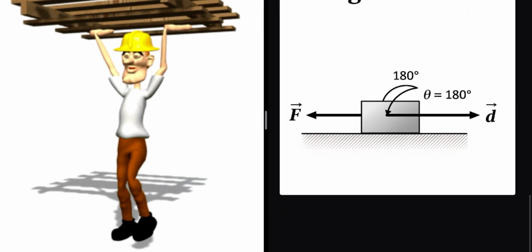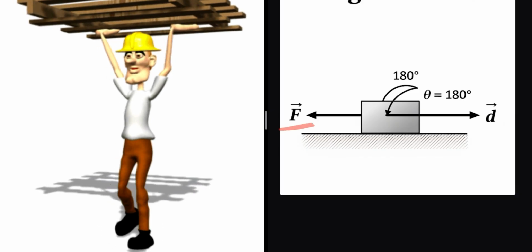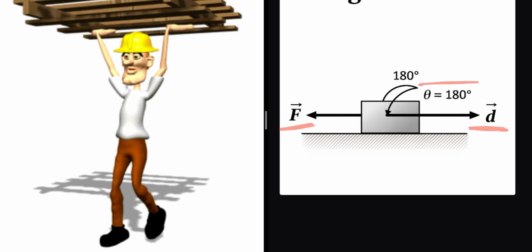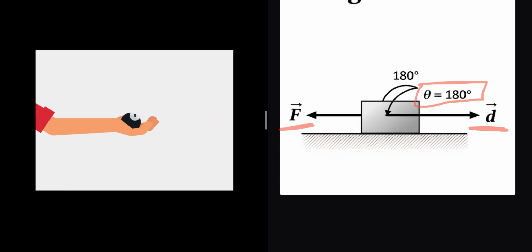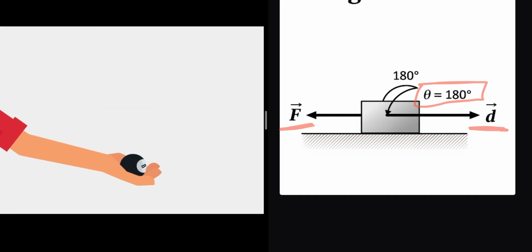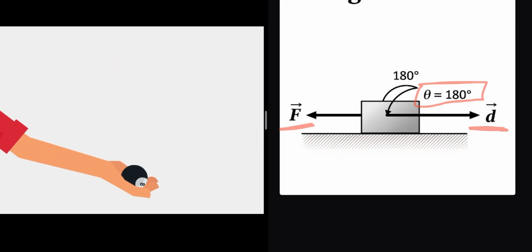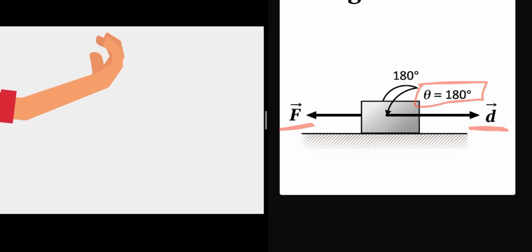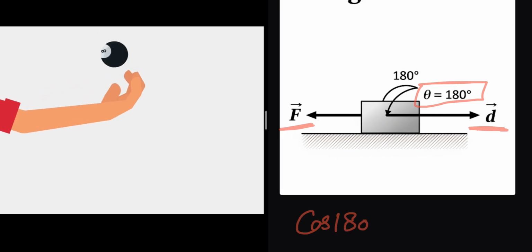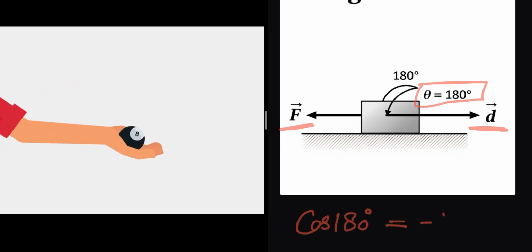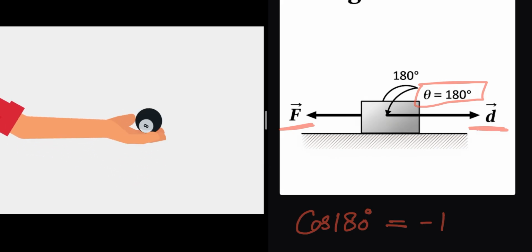Now let's move to the next, negative work done. Negative work done is the case, students, when the angle between the force and the displacement is what? 180 degrees. Students, in this case, why is it negative work done? Because the value of cos 180 is nothing but minus 1. So that's why the work done is negative.